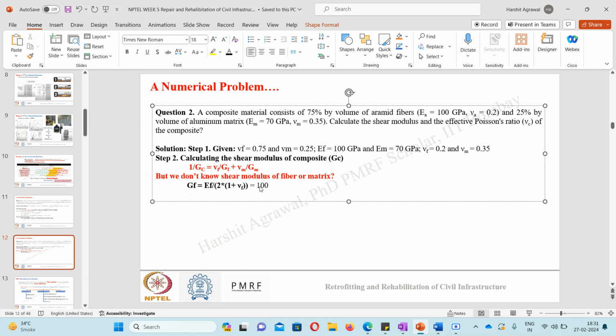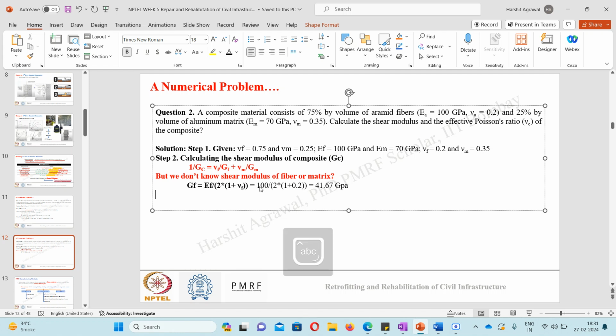It will be 100 upon 2 times (1 plus 0.2). Upon solving this we get 41.67 GPa as the shear modulus of fiber. Similarly for matrix, GM will be EM upon 2 times (1 plus Poisson's ratio of matrix). This becomes 70 divided by 2 times (1 plus 0.35), which comes out to be 25.93 GPa.